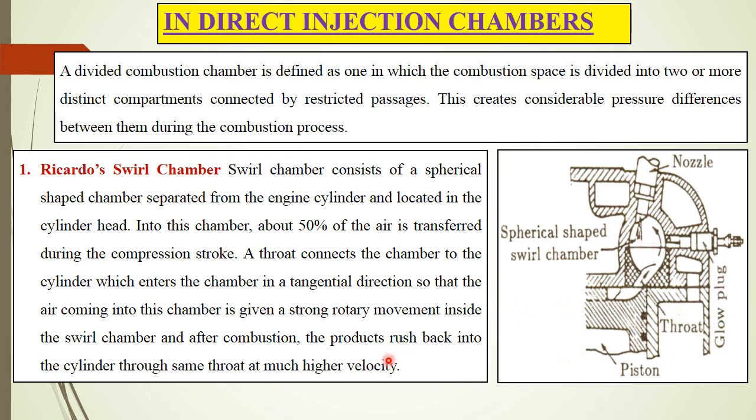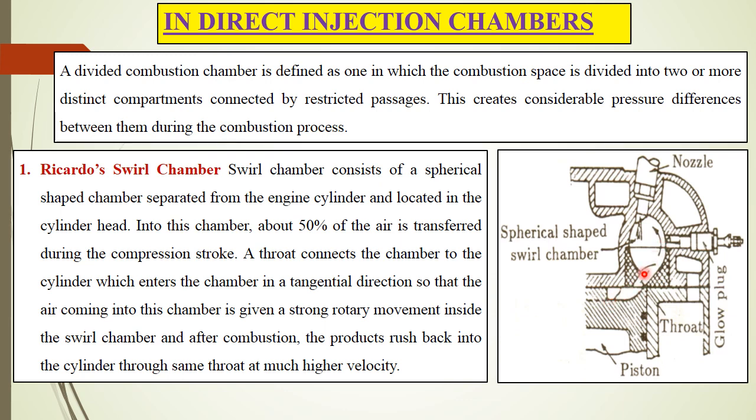After combustion begins in this swirl chamber, the products rush back into the main engine cylinder through the same throat at a much higher velocity, because the passage is restricted. This causes considerable heat loss.